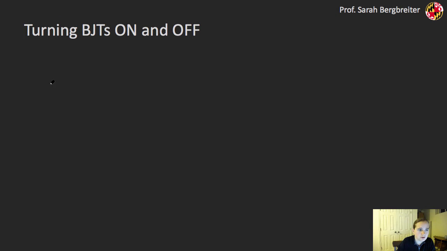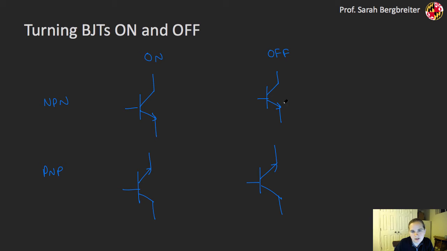I'm going to create a matrix where I'm going to look at both NPN and PNP transistors, and I'm going to look at how to turn them on and off, respectively. And the key behind all of this is going to be this VBE term right here that we defined between the base and the emitter. And that's effectively a diode.